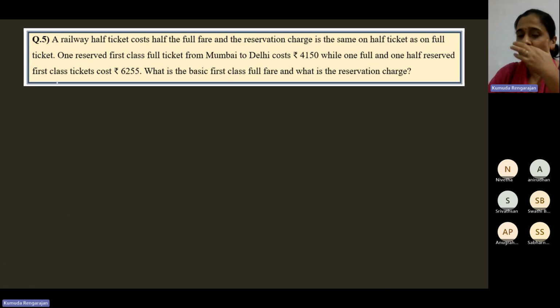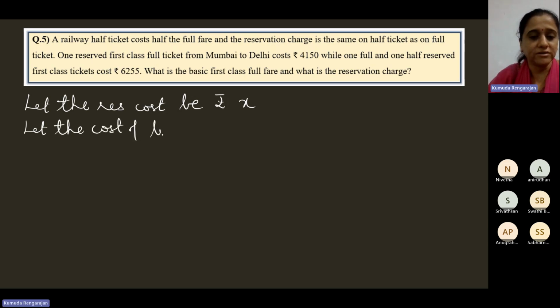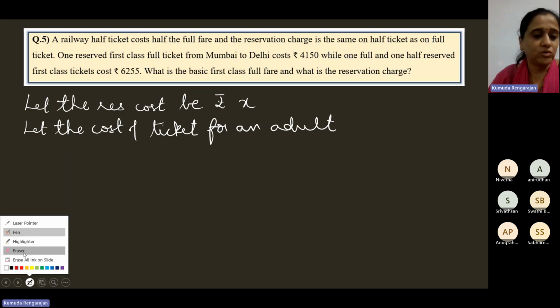Okay. So supposing you have to reserve one full ticket. So you have to pay the reservation cost X. Let the reservation cost be rupees X. Let the cost of a ticket for an adult, or full ticket, okay, full ticket is adult. Let me say full ticket.